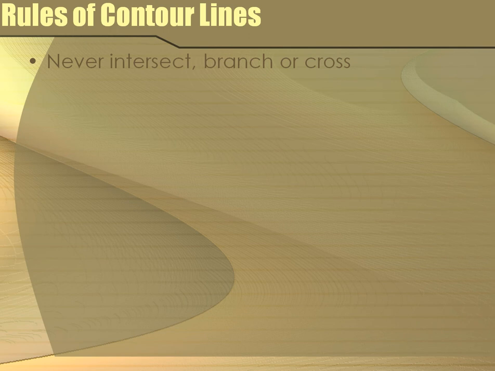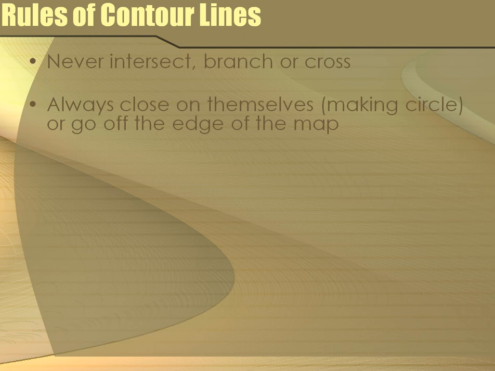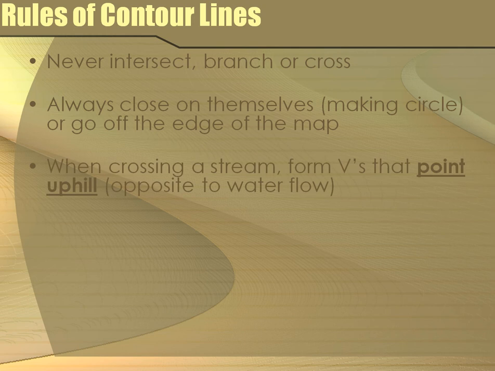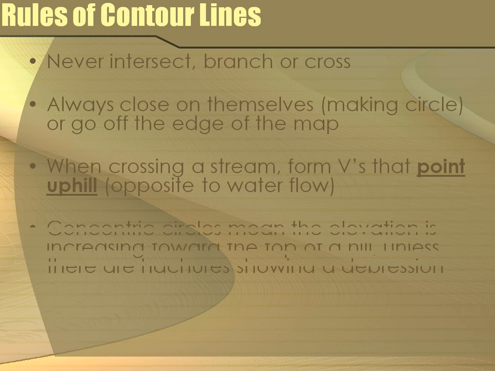So they can't touch. Next, they always close in on themselves, making a closed shape: circle, rectangle, oval, or go off the edge of the map. They can't stop in the middle of nowhere. When crossing a stream, contour lines make a V that points uphill, opposite the water flow. You can check out the little short video to see how that works.